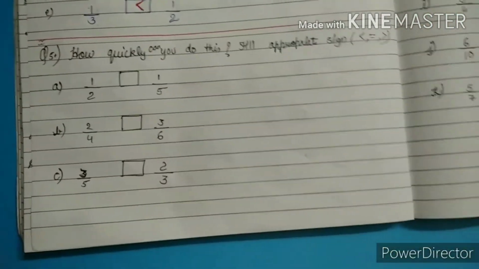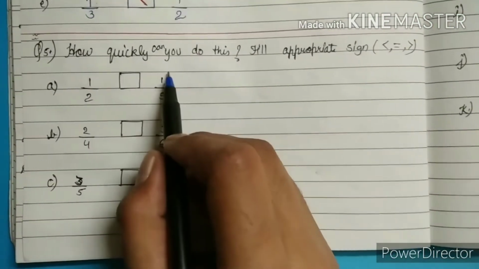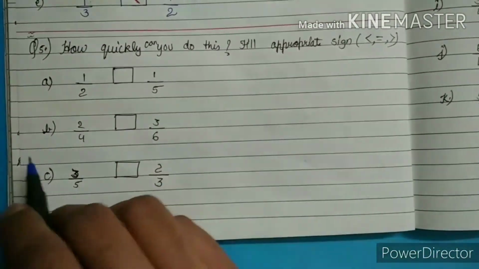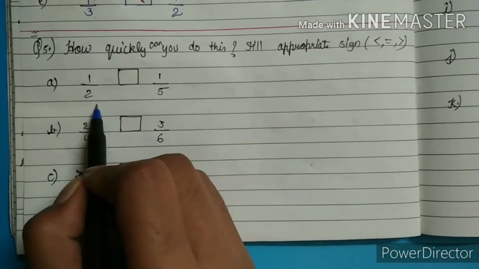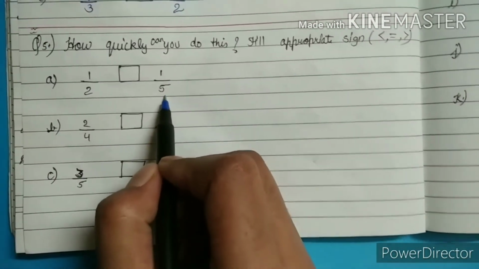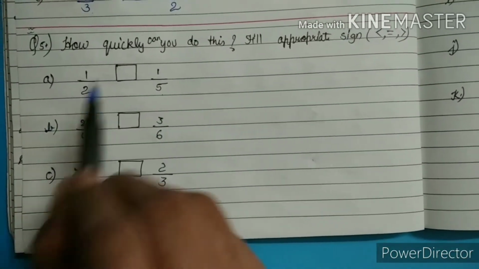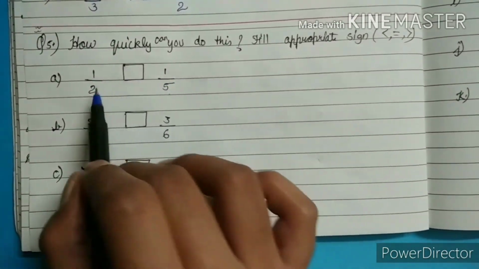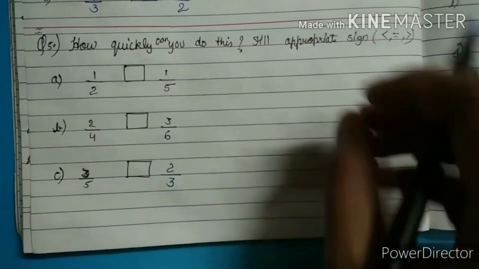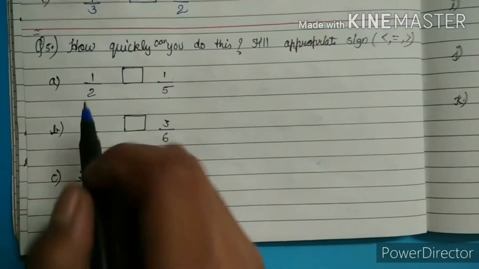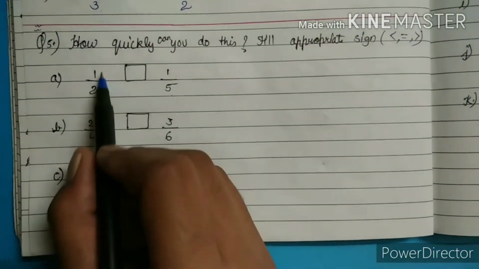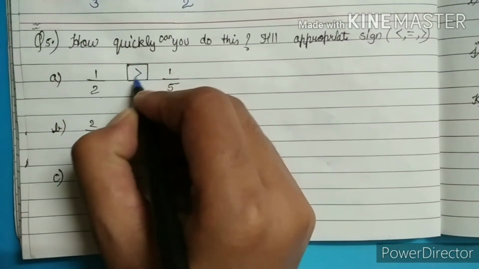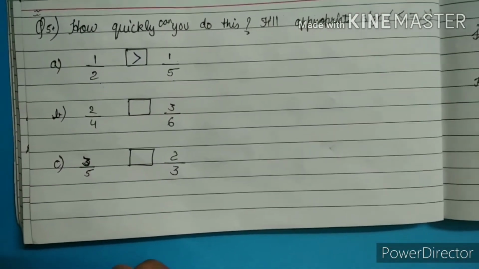Now question number 5. How quickly can you do this? Fill the appropriate sign, greater, equal or smaller. 1 by 2, that will compare with 1 by 5. You can see here the numerators are the same. So we will see whose denominator is smaller. So whose denominator is smaller? 1 by 2 has the smaller denominator. That's why it will become greater.